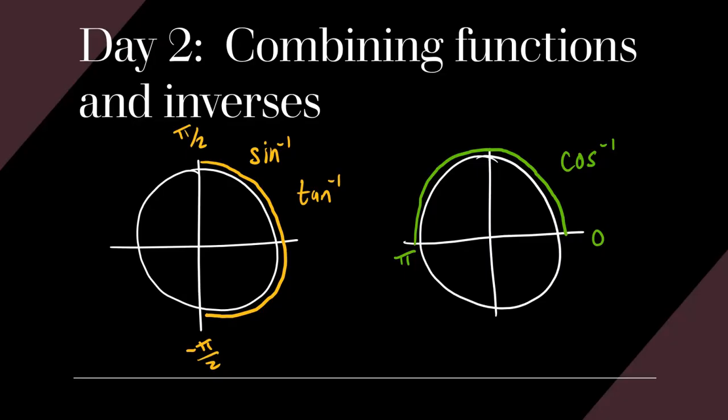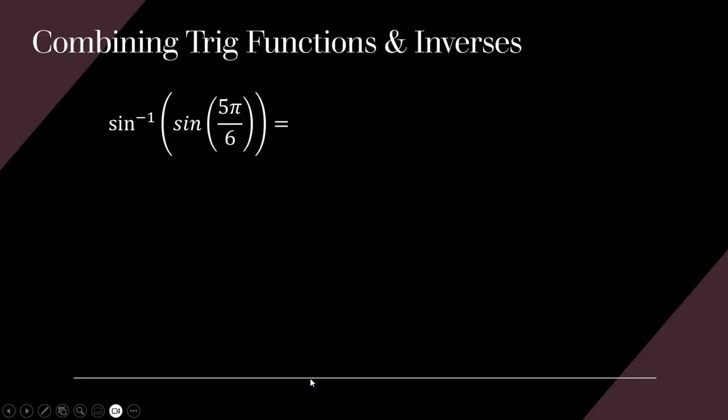And when we're dealing with the inverse cosine, that's the easiest because you're just dealing between 0 and pi. So you don't have to worry about changing the radians to be negative, they're all going to be positive for the inverse cosine. So we're going to use that in what we're doing today with combining trig functions and their inverses.